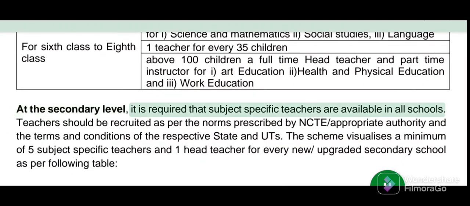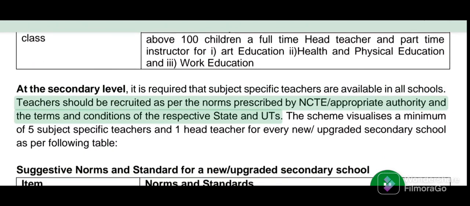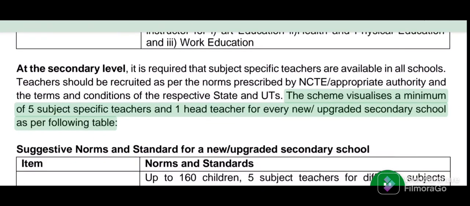At the secondary level, it is required that subject-specific teachers are available in all schools. Teachers should be recruited as per the norms prescribed by the NCTE and the appropriate authority in the terms and conditions of the respective states and UTs. The scheme visualizes a minimum of 5 subject-specific teachers and 1 head teacher for every newly upgraded secondary school as per the following table.